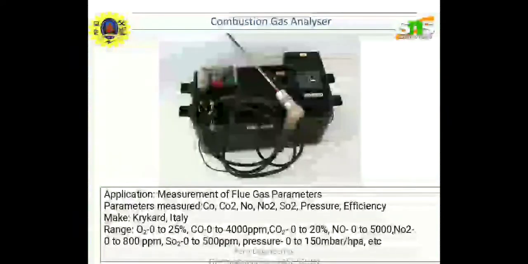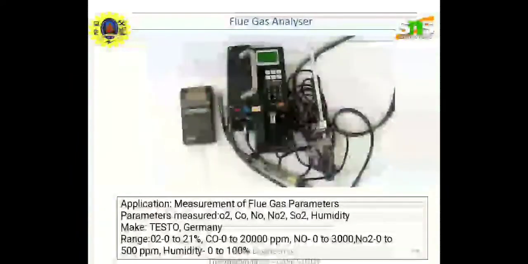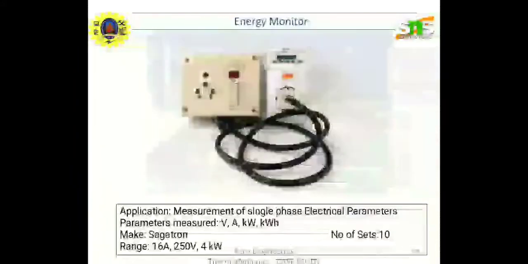Then there is a combustion gas analyzer. Its application is flue gas measurement. Its range is 0 to 25%. The flue gas analyzer is used for measurement of flue gas parameters, and the range is 0.2 to 21%.